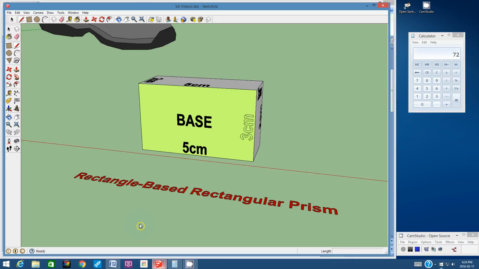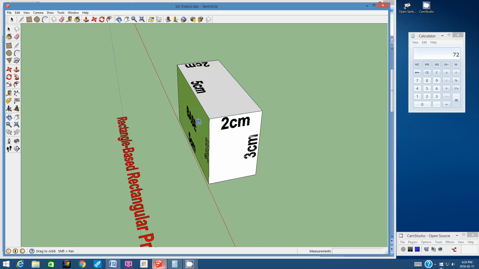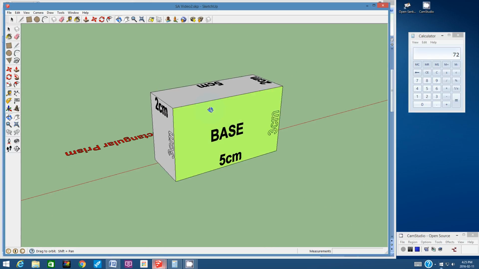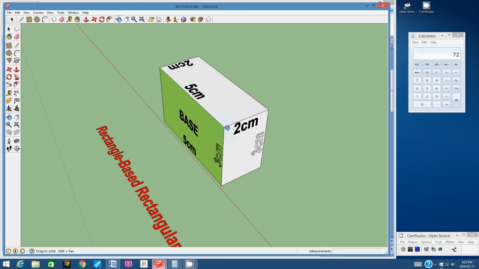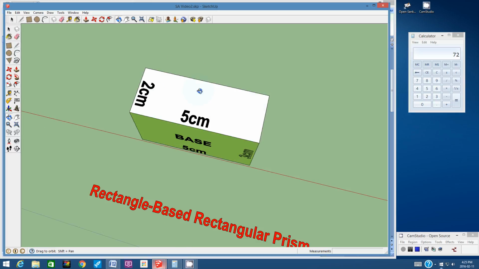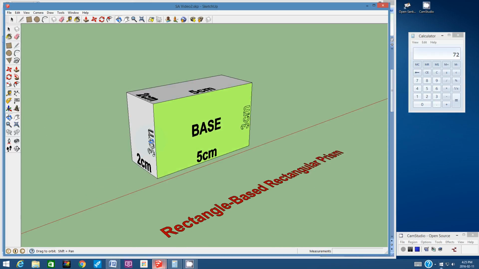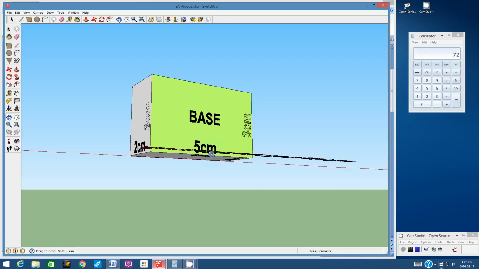Well, it would look something like this. We have a length of 5 and a width of 3, and then we have a depth of 2 centimeters here. Now remember, every time that we have a base, we have an opposite base on the other side. And then we connect those bases with rectangles. So let's have a look at these rectangles. We have a 3 by 2 rectangle, a 5 by 2 rectangle, another 3 by 2 rectangle, and another 5 by 2 rectangle.